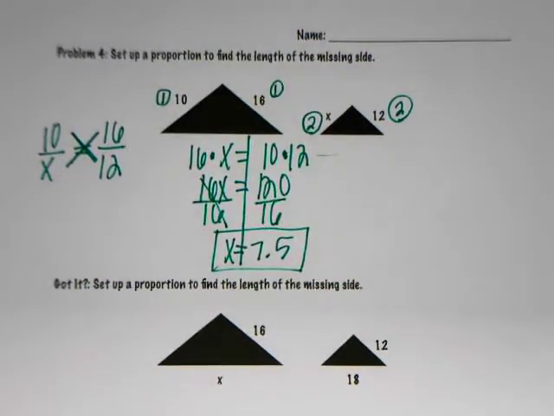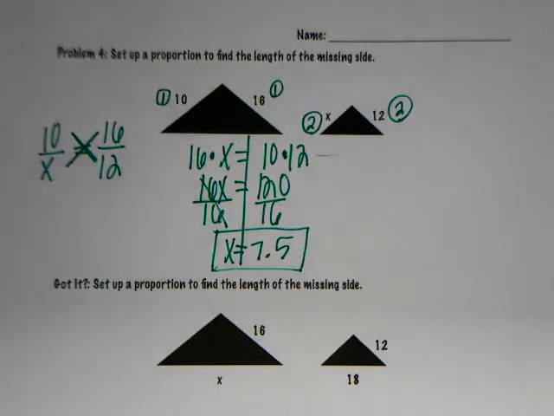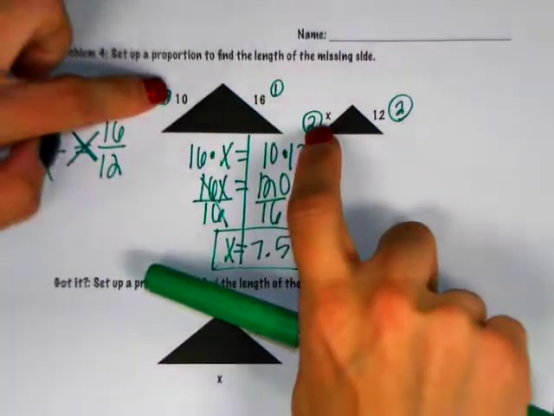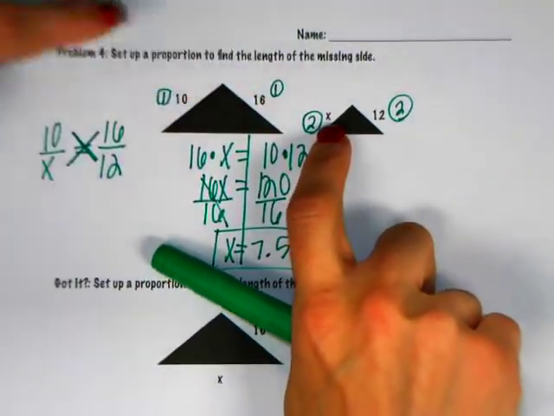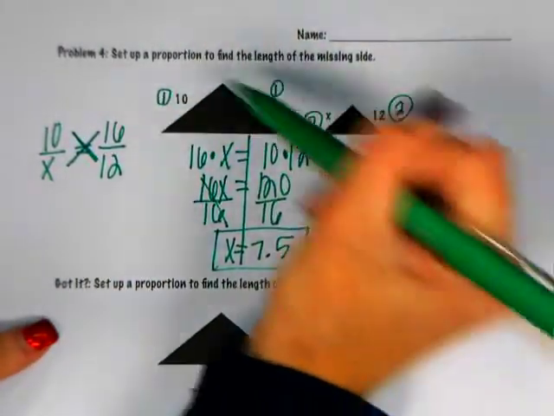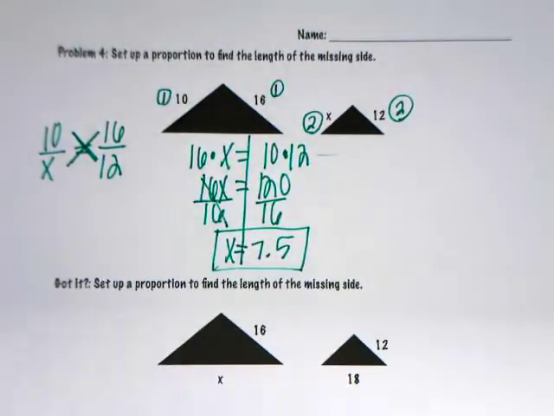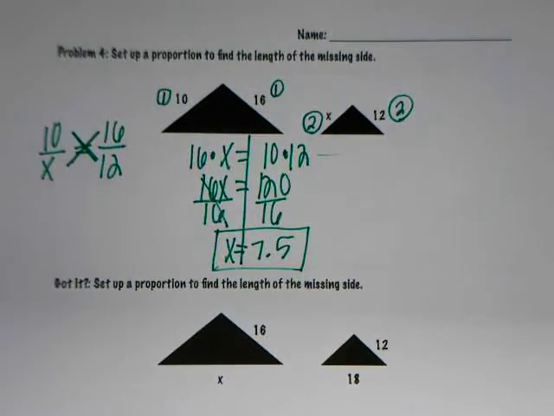What is the circle and the line? I was just showing which one I was starting with. Since I started with the 10 on top the first time, I wanted to make sure to start with the 16 on top the second time. So just make sure you're starting with the same triangle both times, or the same side, or whatever it is that you start with.